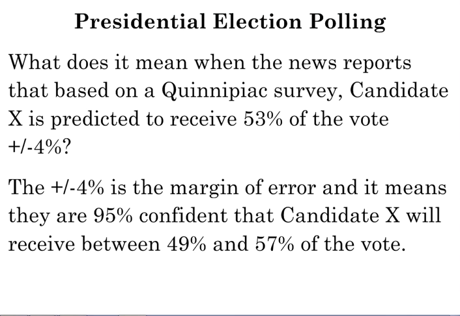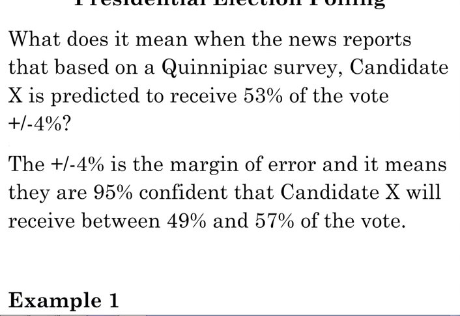Now, sometimes that confidence level can vary. You can have different confidence levels, but we're just going to focus on the 95% confidence interval. So that plus or minus 4%, that's where the 49 comes from. 53 minus 4% gives you 49%. So that's the low end of the actual percentage. 53 plus 4% is what gives you the 57. That's the high end of the percent of the vote that candidate X is predicted to receive. Okay, so that's how the margin of error works.